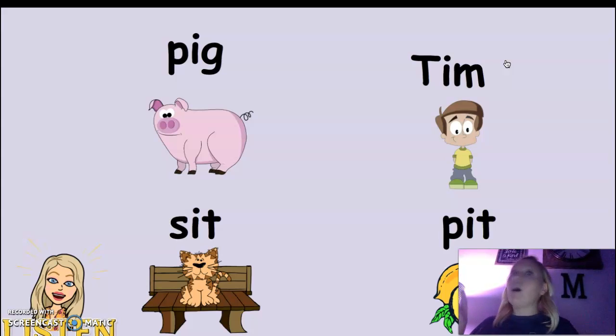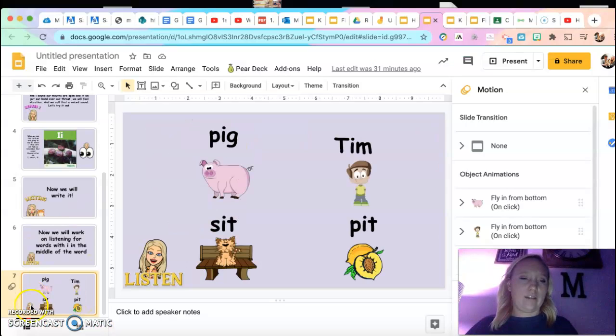If it does not have the I sound in the middle, then we're going to sort it underneath the other column where all of the words that do not have the I sound in the middle will go. So let's go ahead and let's try. Let's see if we can do that together.